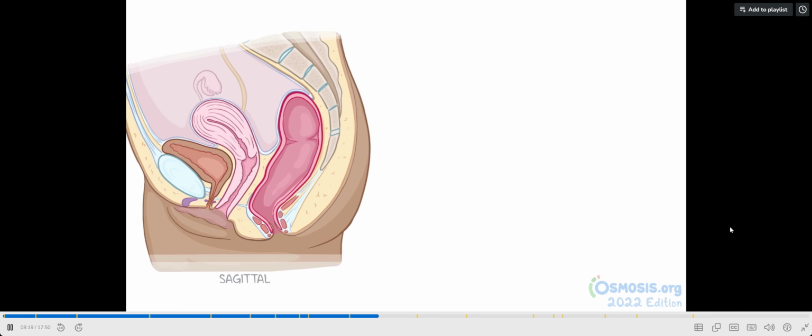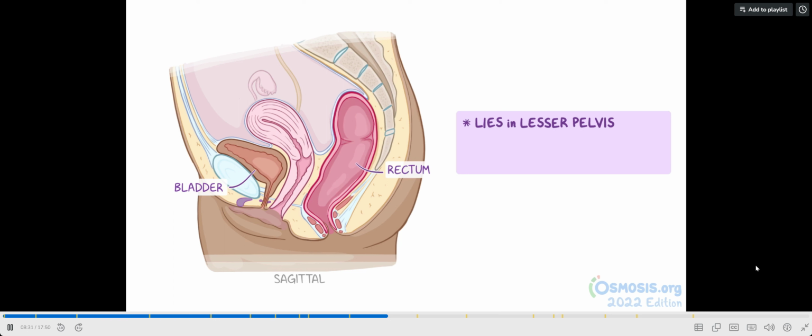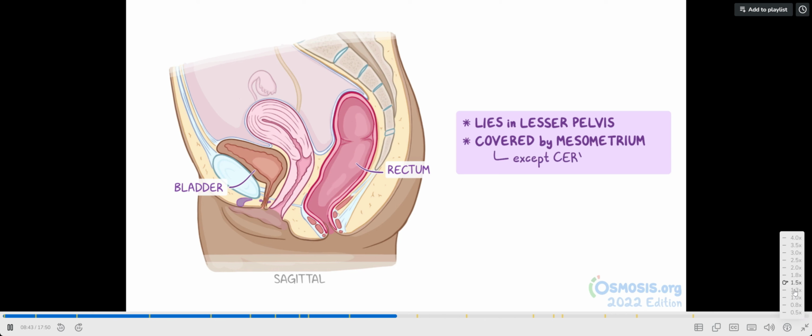Alright, now that we know about the external and internal features of the uterus, let's talk about its location and orientation in the pelvis. The uterus lies in the lesser pelvis, with the body resting on the upper surface of the urinary bladder and the cervix lying between the bladder and the rectum. The uterus itself is covered by the mesometrium of the broad ligament, which is a double layer of peritoneum. This peritoneum continues over the anterior and posterior surfaces of the uterus, except for the cervix.